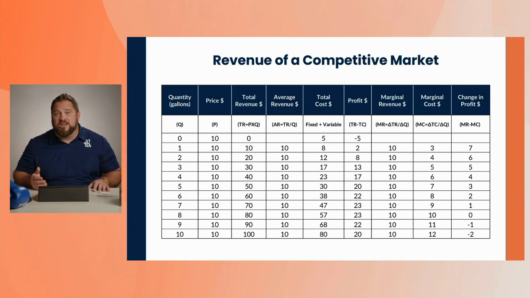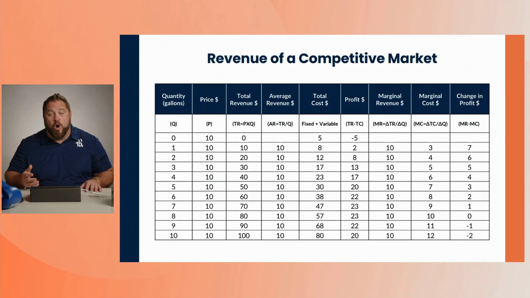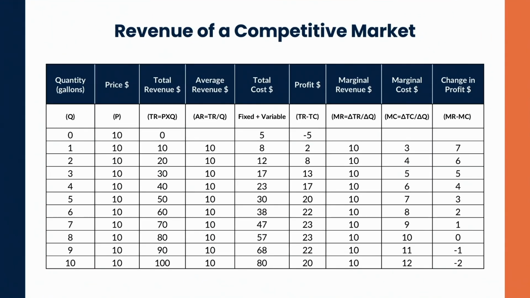My profit is just my total revenue minus my total cost. My marginal revenue is the additional revenue I get from selling one more unit. That is what's going to be unique here in perfect competition. My marginal revenue is going to equal my average revenue, which is going to equal my price. So here, every unit I sell is at $10.